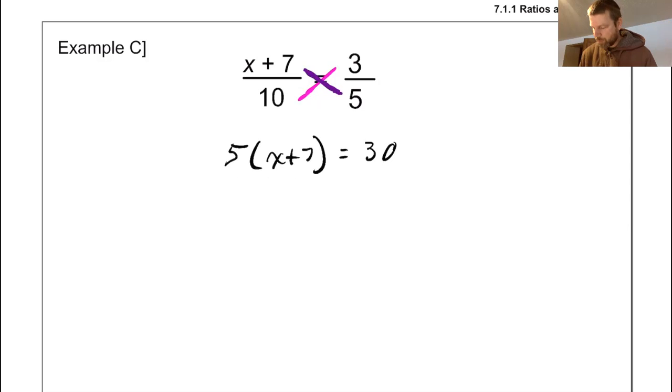So I'm going to take that 5 and I'm going to multiply it through. 5 times x is 5x. 5 times 7 is 35.